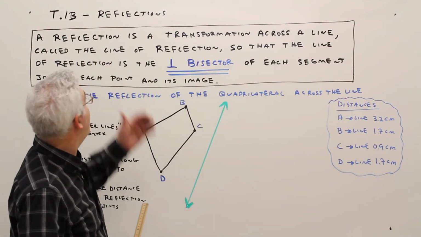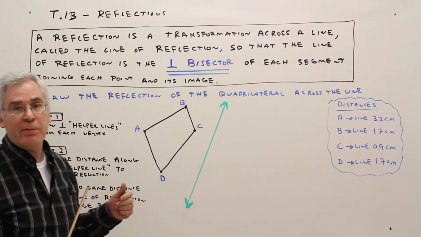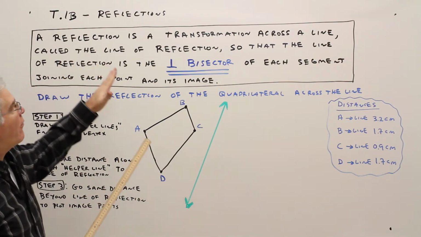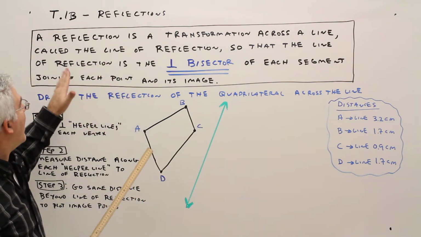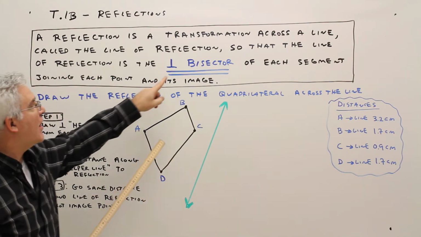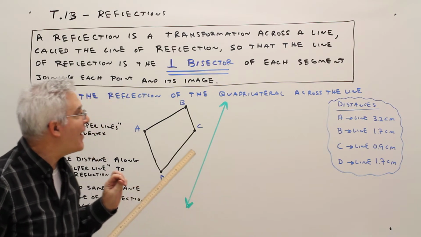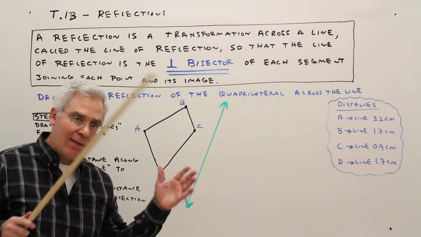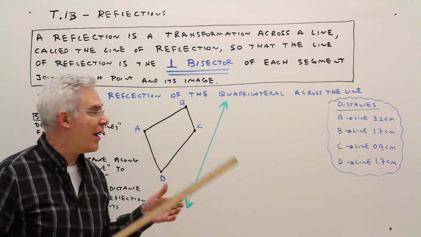Welcome to video T.1B, more on reflections. So here's the technical definition of a reflection. A reflection is a transformation across a line called the line of reflection, so that the line of reflection is the perpendicular bisector of each segment joining each point to its image. A lot of words, I'll show you what it means in practice.